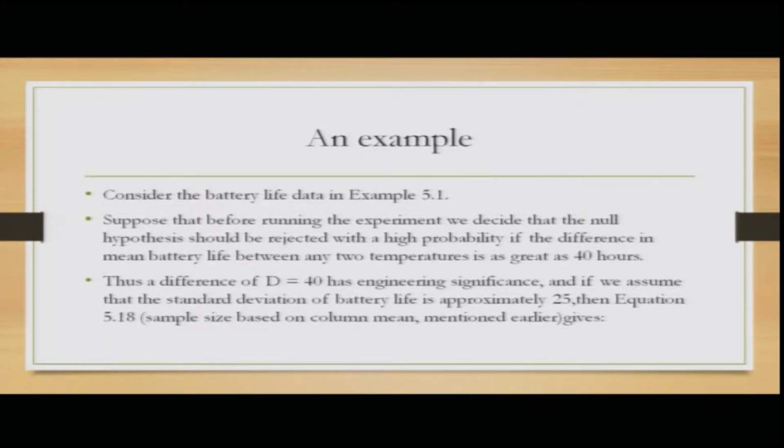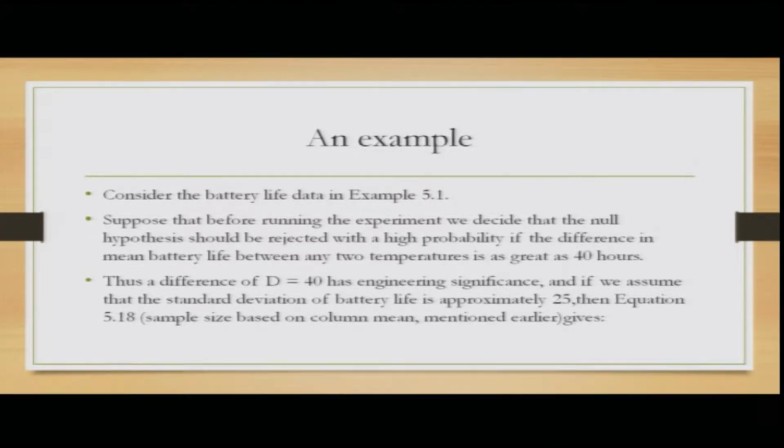Suppose that before running the experiment we decide that the null hypothesis should be rejected with a high probability if the difference in the mean battery life between any two temperatures is as great as 40 hours. If you remember, the temperatures were 15, 70 and 125. So, a difference d of 40 hours is significant, and we assume that the standard deviation of battery life is approximately 25.